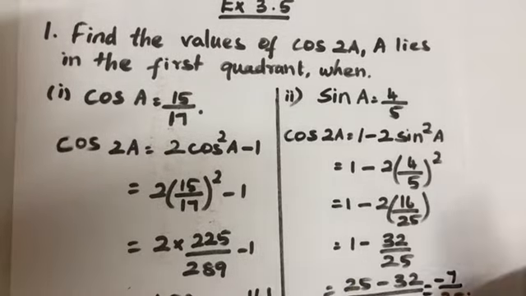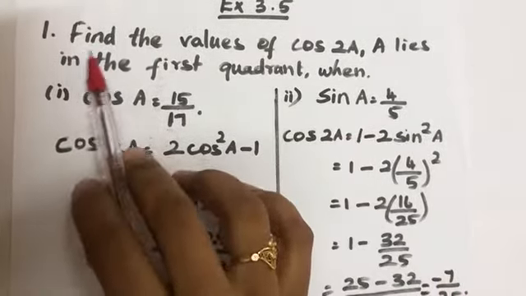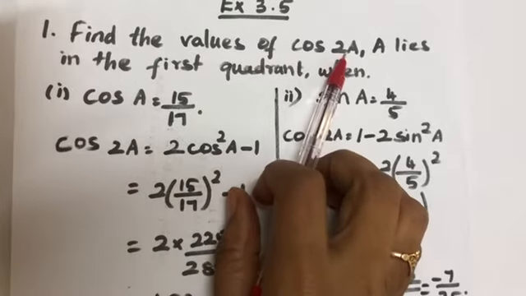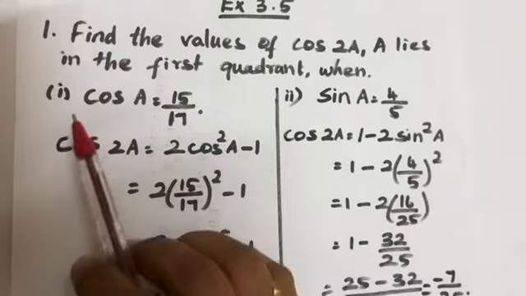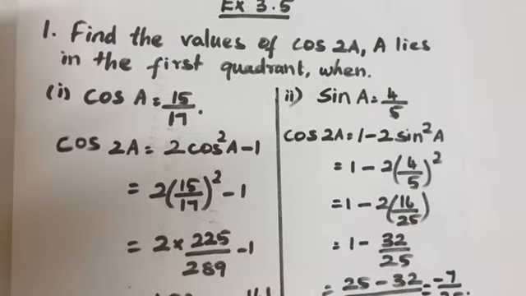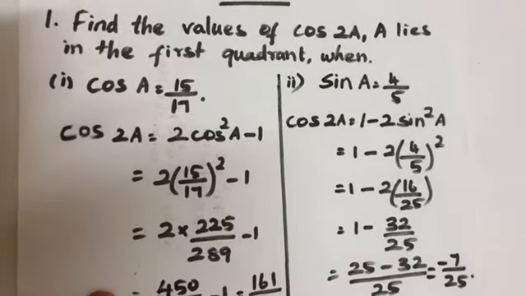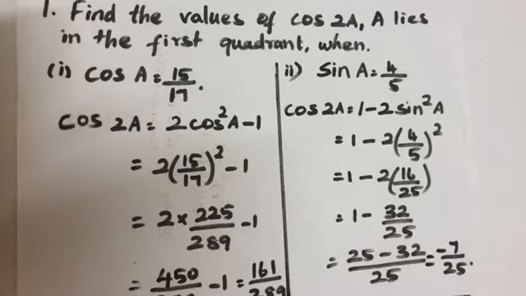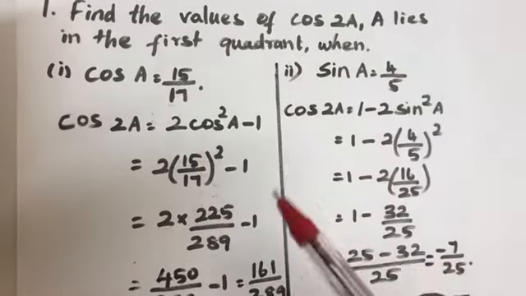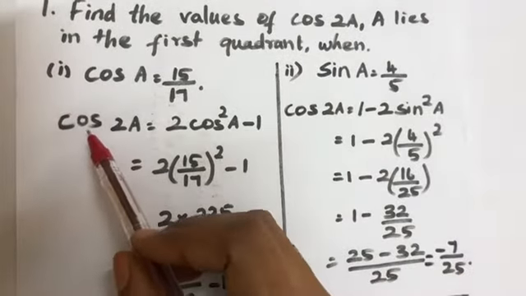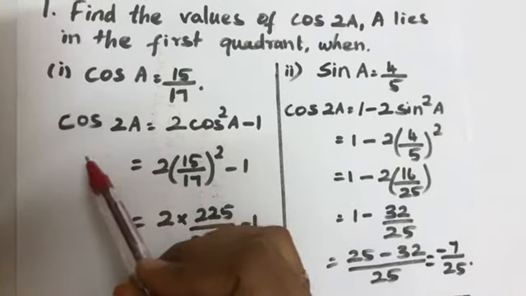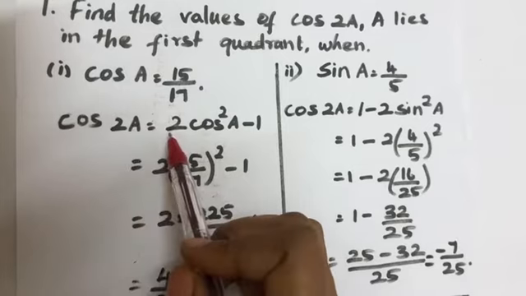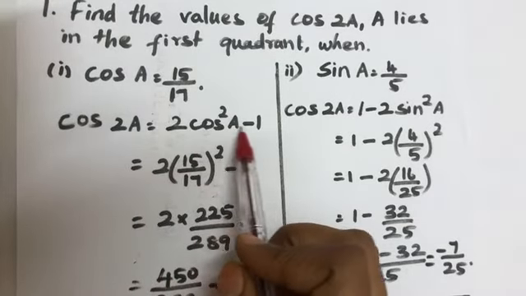First problem in exercise 3.5. Find the value of cos 2A where A lies in the first quadrant when cos A equals 15 by 17. The value of cos A is given, we have to find cos 2A. Okay, so here we are going to use the multiple angle formula, the double angle formula. So cos 2A is equal to 2 cos square A minus 1.